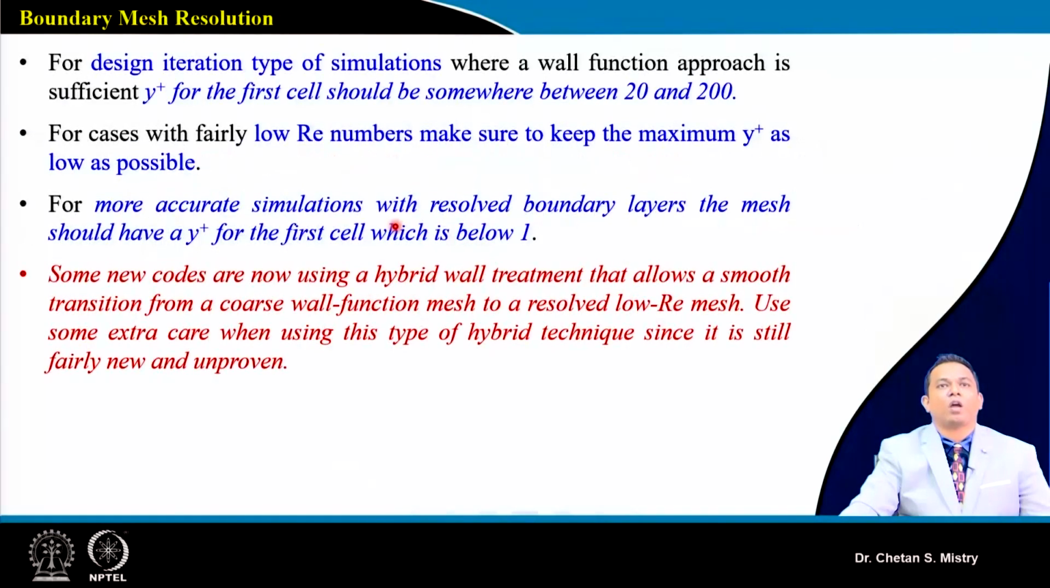Now, for a design iteration type simulation, we need to set the y plus value. This y plus value needs to be in the range of 20 to 200. When we are analyzing a low Reynolds number kind of configuration, this maximum y plus value should be as low as possible. So when we are looking for more precise results, this y plus value needs to be in the range of 1 or below 1.